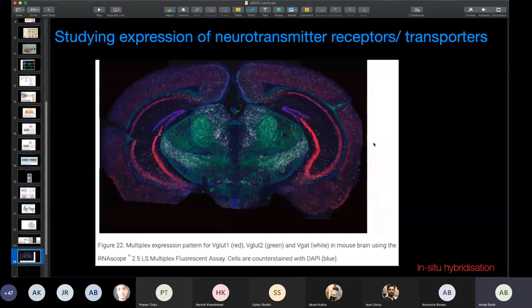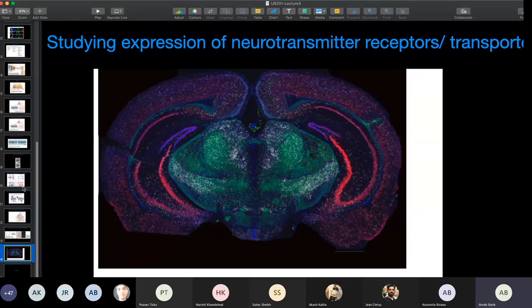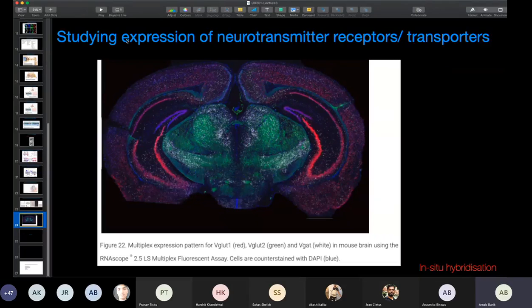Something like electrophysiology even now is very labor intensive, and it also needs a very specific kind of expertise that many people don't have. Whereas in situ, other people can do in situ. So there are different ways to ask these questions. Yeah, and that's basically my last slide, and then I'll take questions.